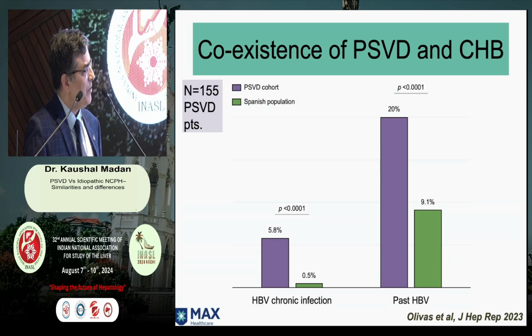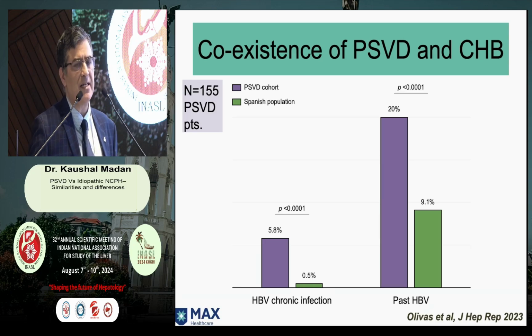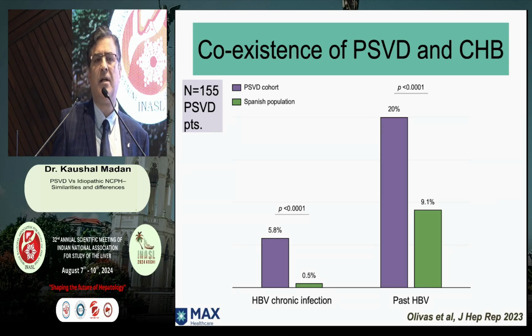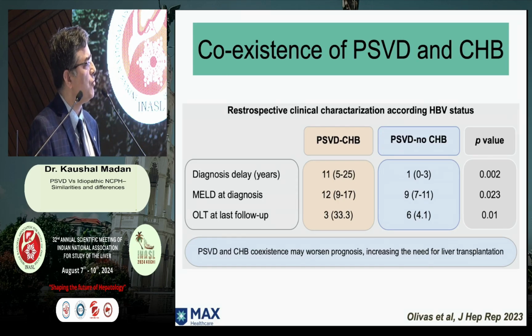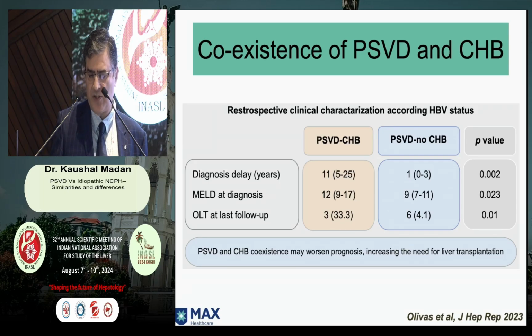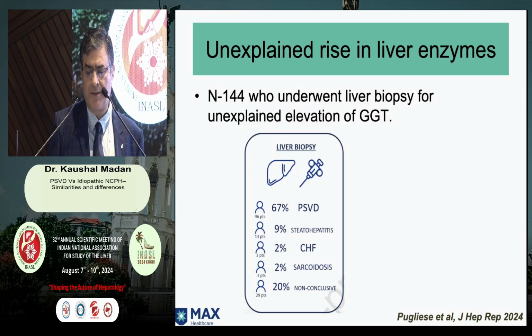It was seen that patients who had PSVD had a higher prevalence of current HBV infection as well as past HBV infection as compared to the general Spanish population. And patients who had a combination had a worse prognosis, delayed diagnosis, and higher chances of going into liver transplant.